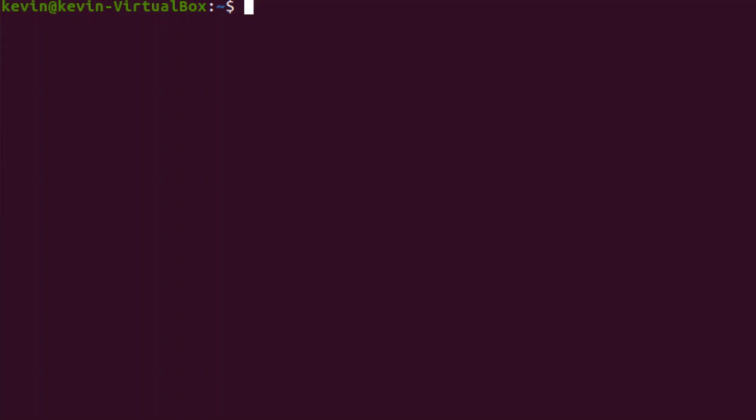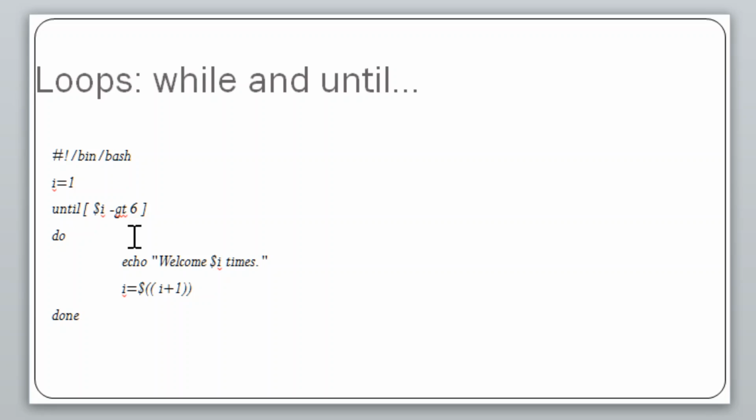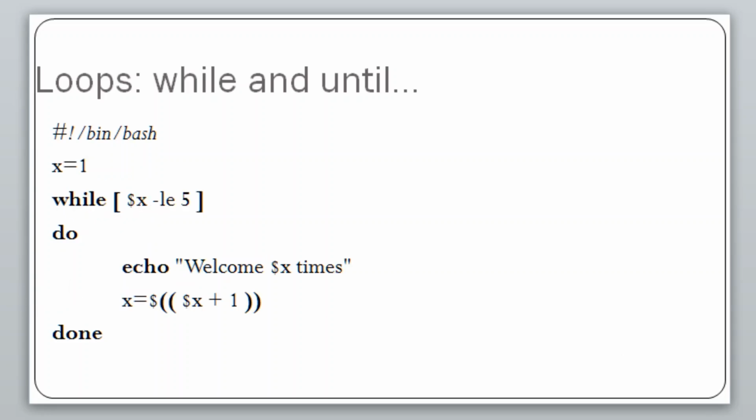This one is going to be a while loop. It's pretty simple. So we have our hash string. We have a variable x, which is set to 1. We have while variable x is less than 5, do echo welcome x times, and then x equals x plus 1. So basically the same as our until loop, but I wanted to show you that it works the opposite way. So it's saying, while this is true, do this, whereas this one was until this is true, do this, right? So kind of the opposite there. But let's go ahead and see that in action.